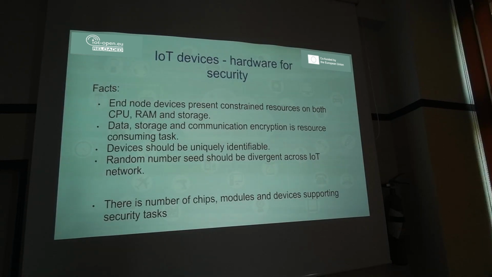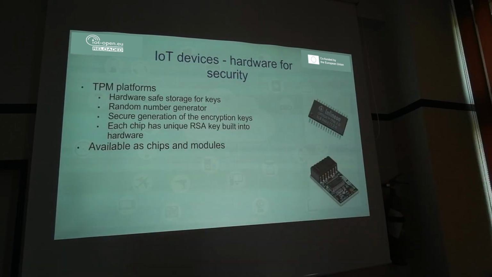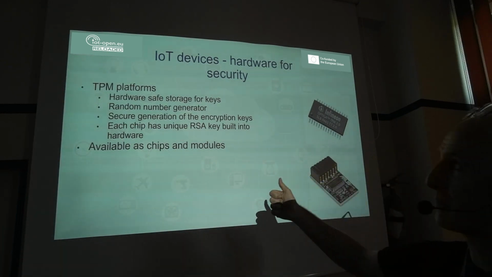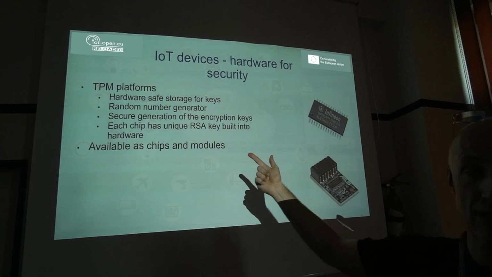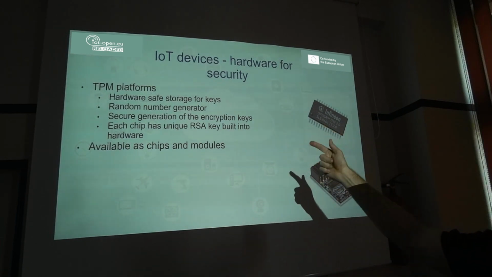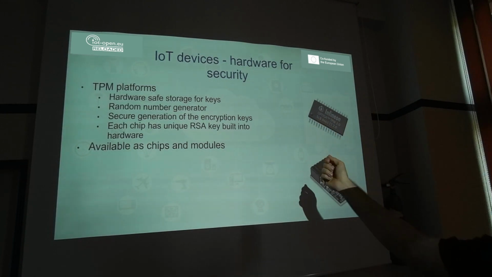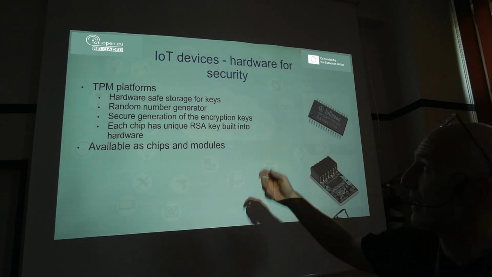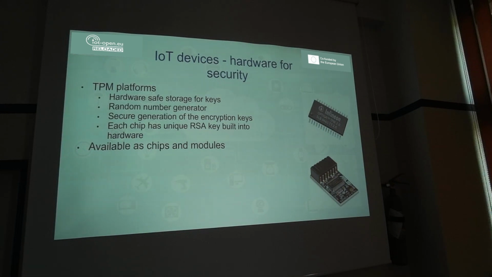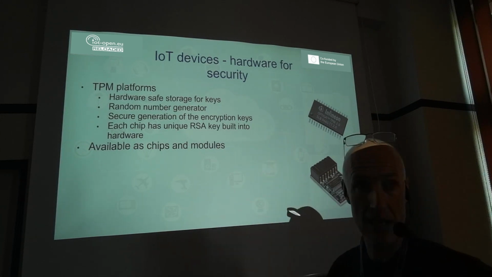And finally, there are a number of chips, modules, and devices that support security tasks. So let me show you some of them. First, the trusted platform module. You know it from PC computers, right? It can also be implemented on the hardware level in many IoT devices. A trusted platform module is a chip that contains, first, a random number generator, second, safe hardware storage for keys, like public-private. They usually have a unique RSA key built in, so you can use it. And they also have secure generation of encryption keys if you want to.